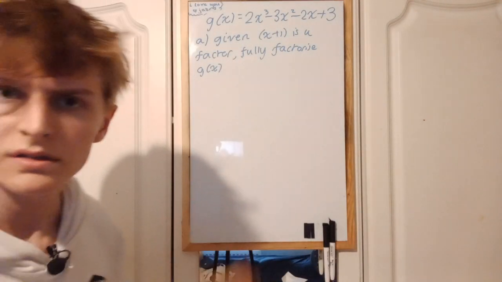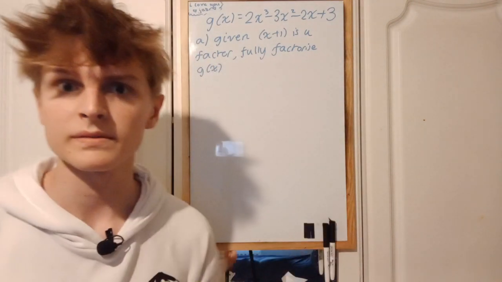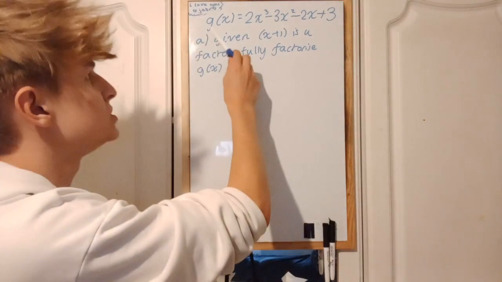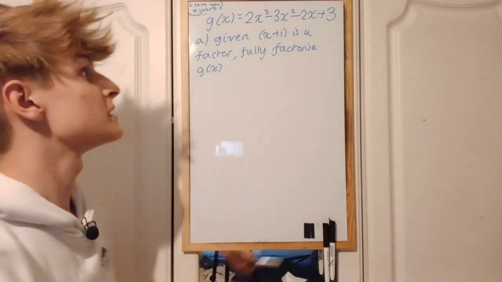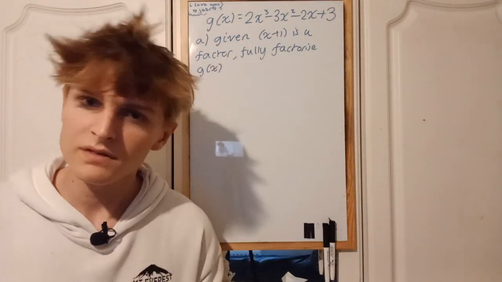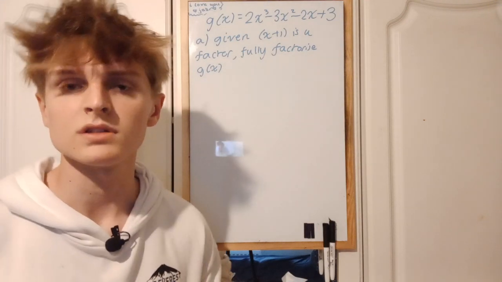Okay, my boys, let's do this next question. Now, it doesn't even look like it's going to be a cubic graph in question, because I've just got part A up here first, and it's going to be the first bit of this question. Anyways, let's take a look. We've got g of x, lovely little function name if I may say so, equals that garbage. A is given x plus 1 is a factor of g of x, fully factorise g of x.